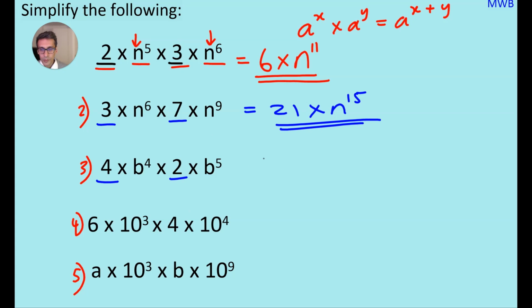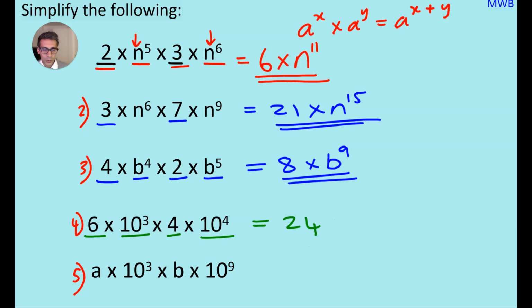Okay, the next question. 4 times 2, so that's going to be 8. And then we've got b to the power 4 times b to the power 5. So it's b to the power 4 plus 5, which is b to the power 9. Okay, the next one. 6 times 4, which is 24. And then 10 to the power 3 times 10 to the power 4, which is times 10 to the power 3 plus 4, which is 7.